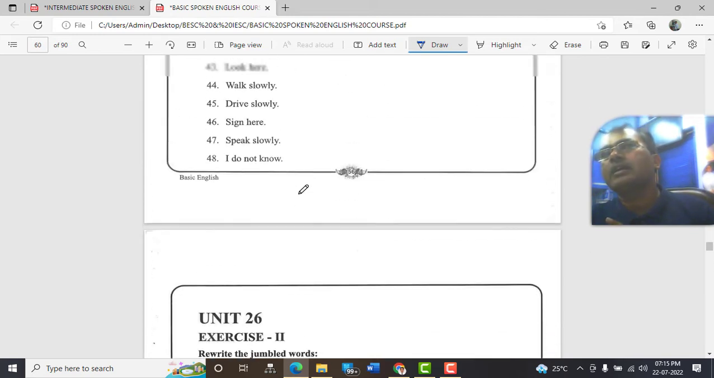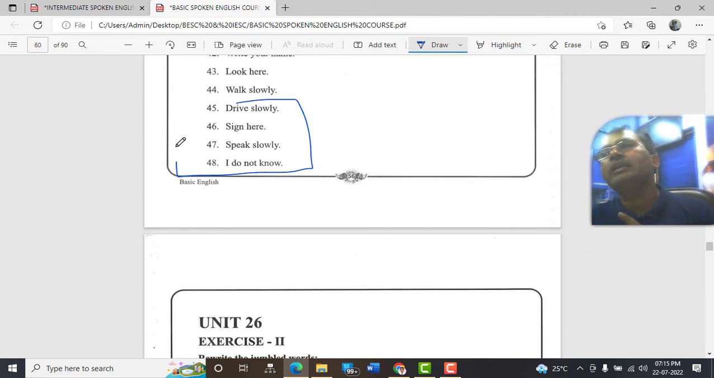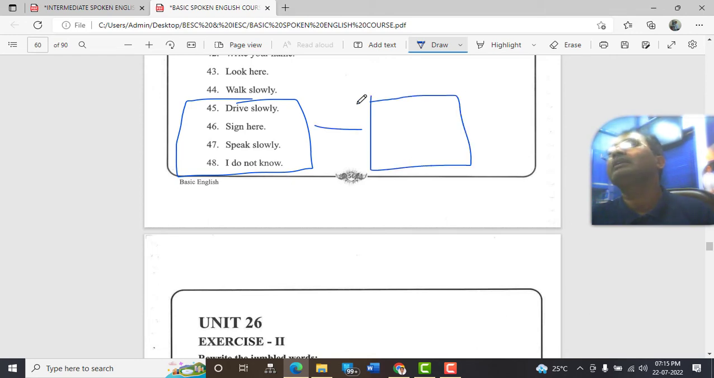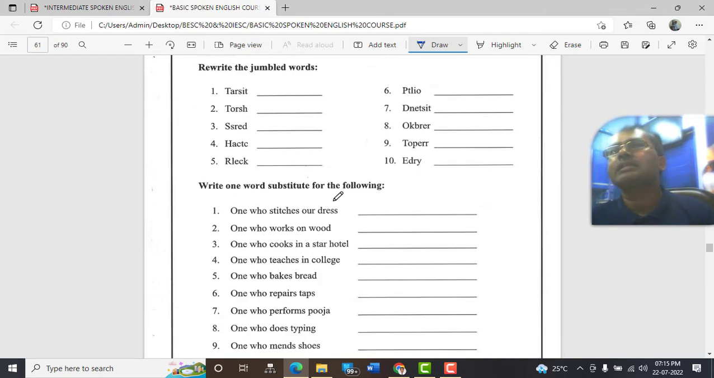Now, all these are important. We will ask you to convert these into complex sentences by joining 2-3 of them and using them in the form of a sentence.